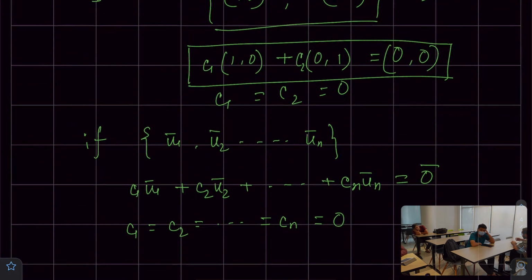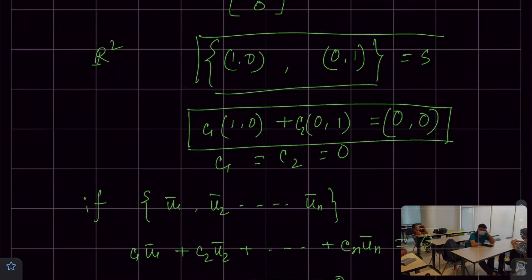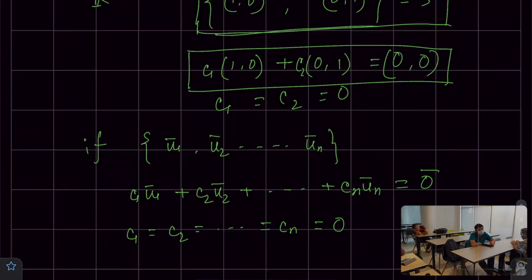And since this set, we can write it in terms of this, but we will get only the 0, 0 vector if we set C1 equal to C2 equal to 0. That means this set is linearly independent. But it is not sufficient to prove that it's a basis. You have to prove that they also span R2, right? Let us do that.